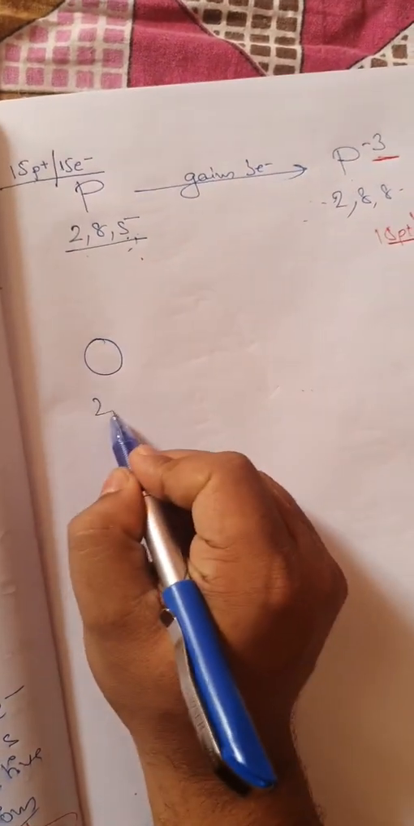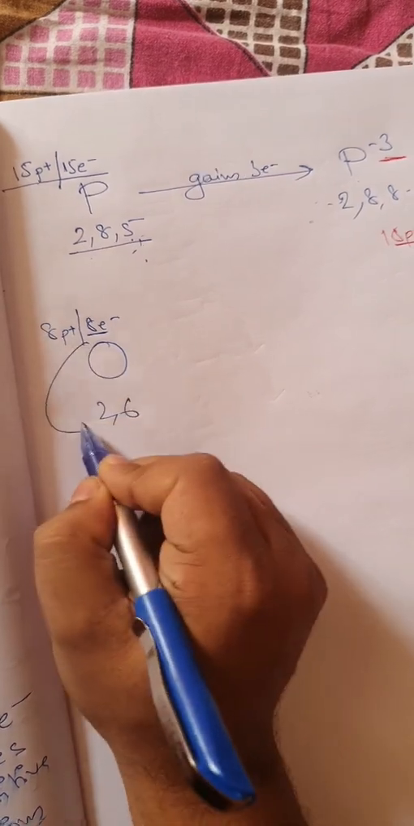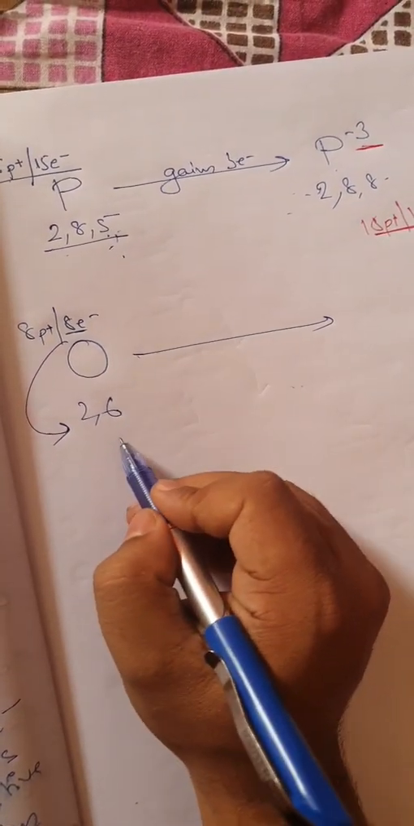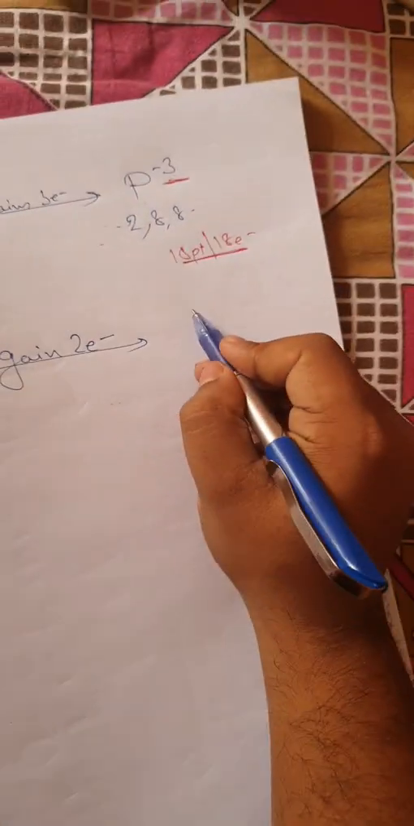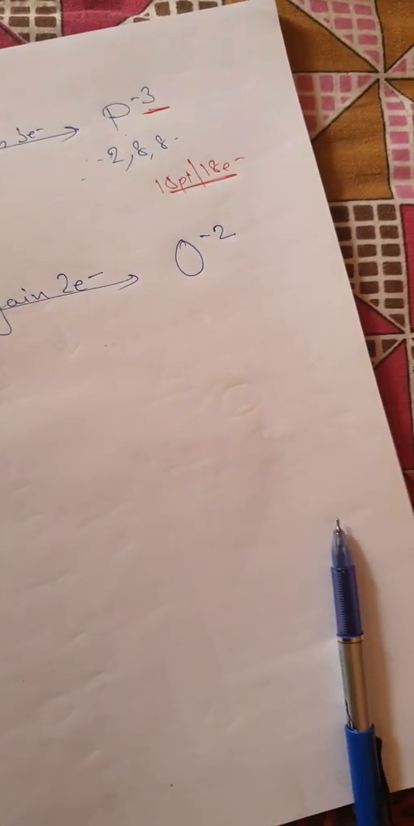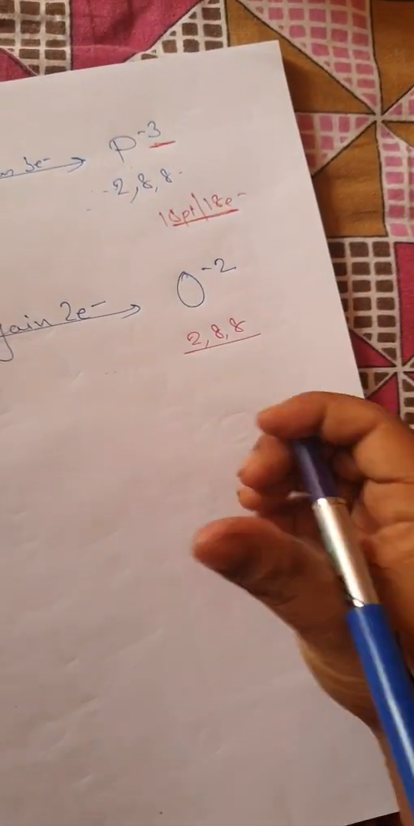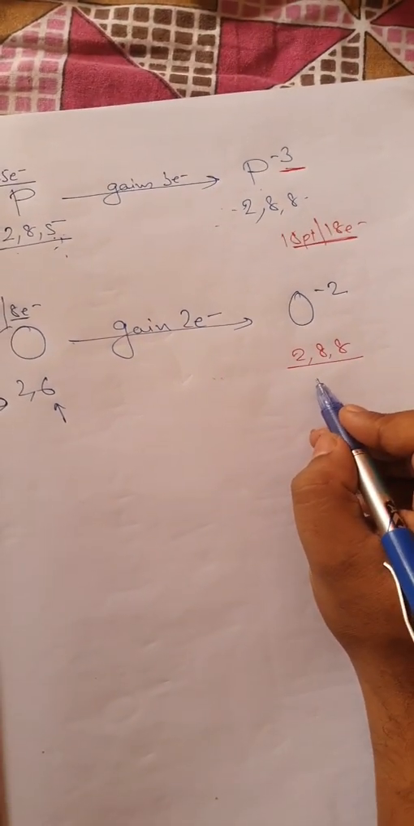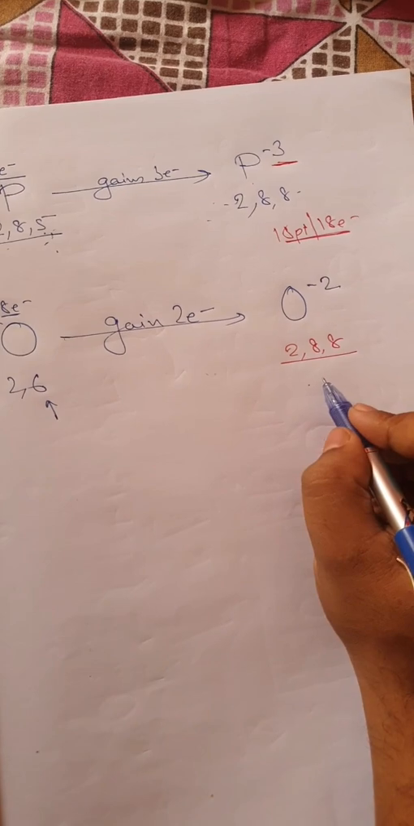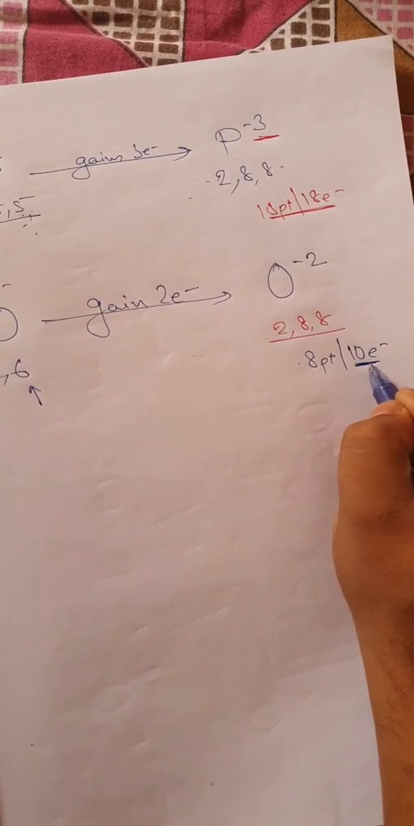In the same way, if you take oxygen, it is 2, 6, meaning 8 protons and 8 electrons, so I have written 2, 6. What will happen to it? It will gain 2 electrons. When it gains 2 electrons, it will become O minus 2. That means it will become 2, 8, 8. If it becomes 288, that means it has 8 protons and 10 electrons. So that means 2 extra charges.